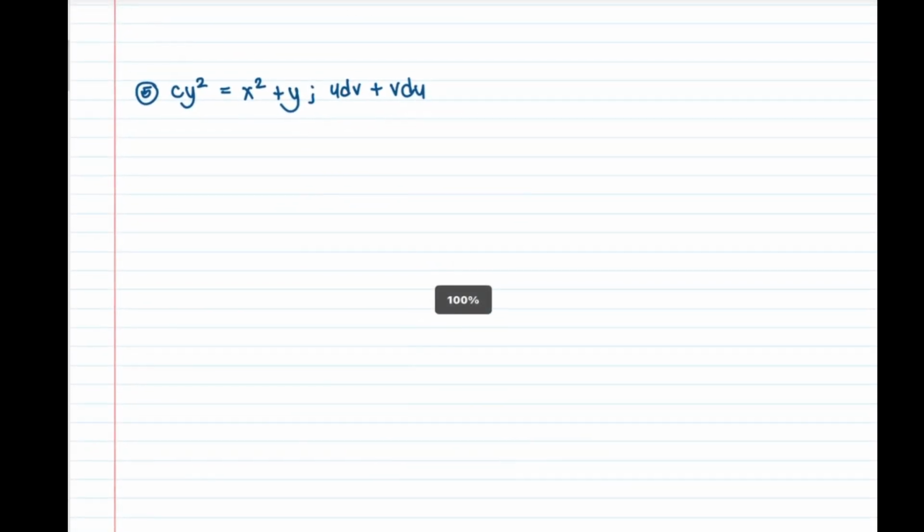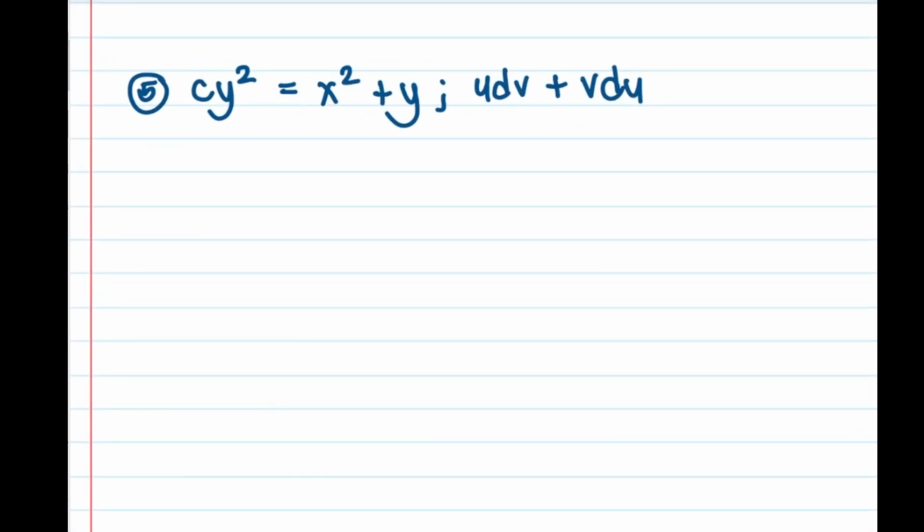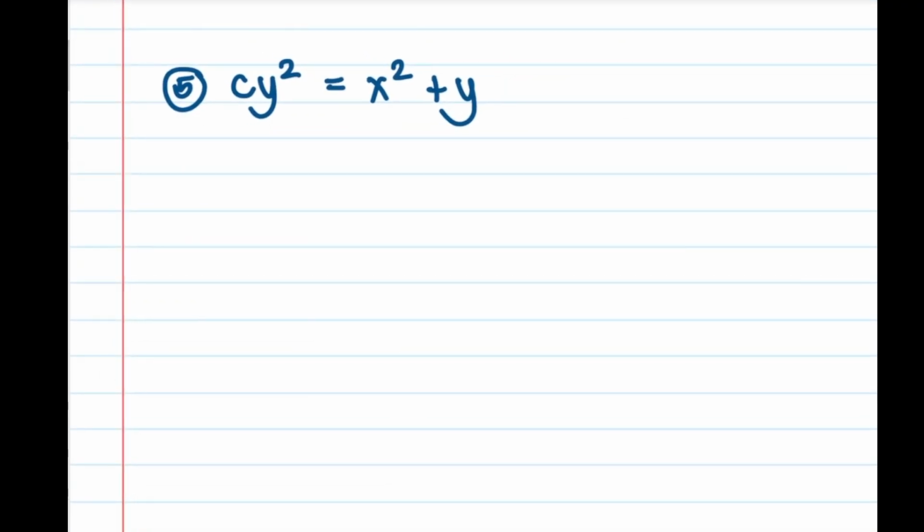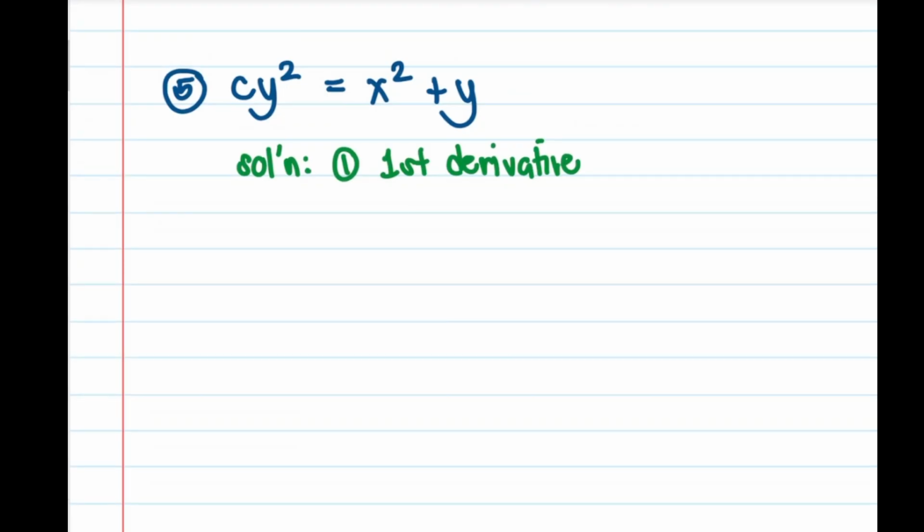Next, the fifth question is this part. First, we have to get the solution for the first derivative. For the first derivative of this equation, since this is also u, v, we can clearly say that the first derivative for this one is u dv, so that one will be c.